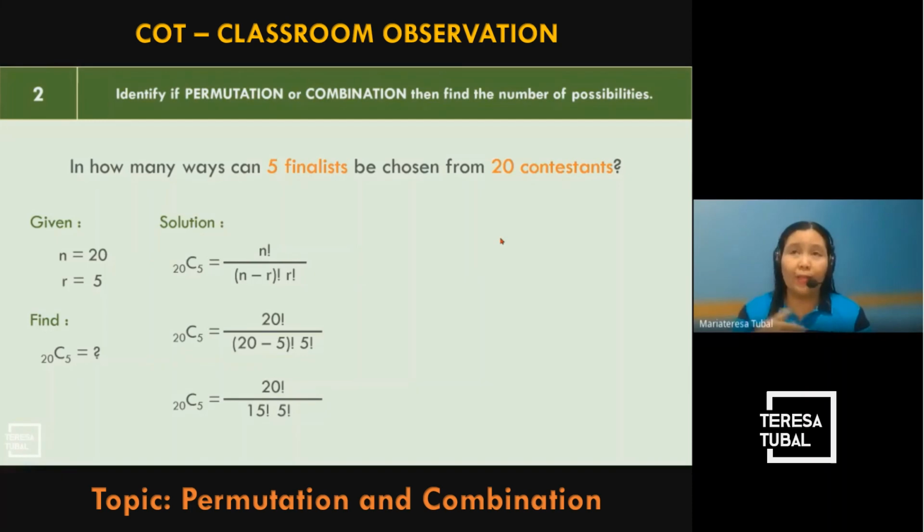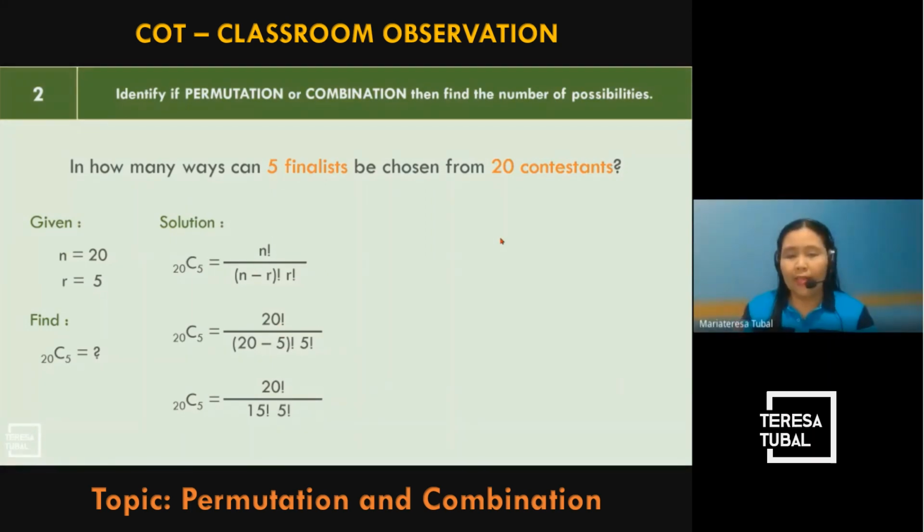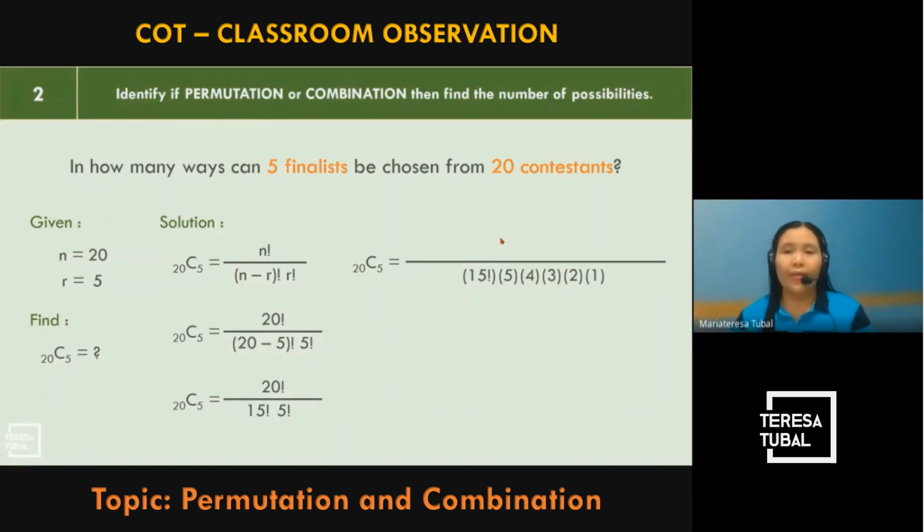So let us solve now. Kailan tayo mag-stop for the numerator? So 15 po tayo mag-stop, ma'am. Okay, very good. So mag-stop tayo for the 15 factorial. So it means copy the 15 factorial while the 5 factorial in a factored form, that is 5, 4, 3, 2, and then 1. So right now, we will cancel 15 factorial. So multiply all the numerator divided by the denominator. What do you think is the correct answer?